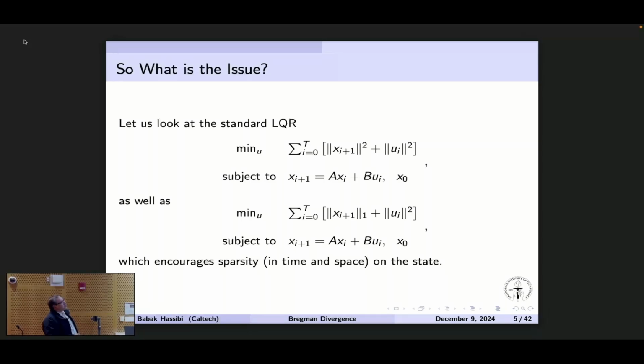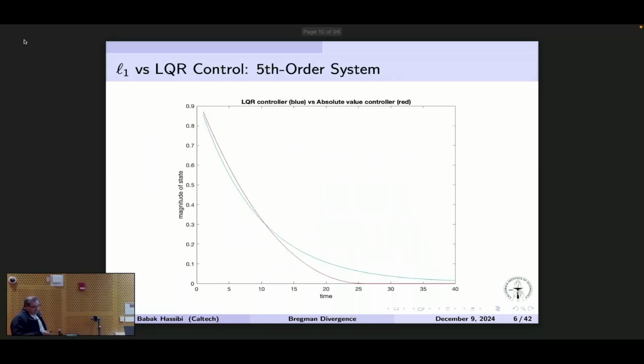So when I do this, I'll get sparsity both in space across the state vectors, but also across time, because when you add the L1s, it's essentially the L1 norm of an aggregated vector. So I expect that this will give me somewhat sparse solutions. And so these are both convex optimization problems. I can solve them. And here is what you get if you just solve what I wrote there.